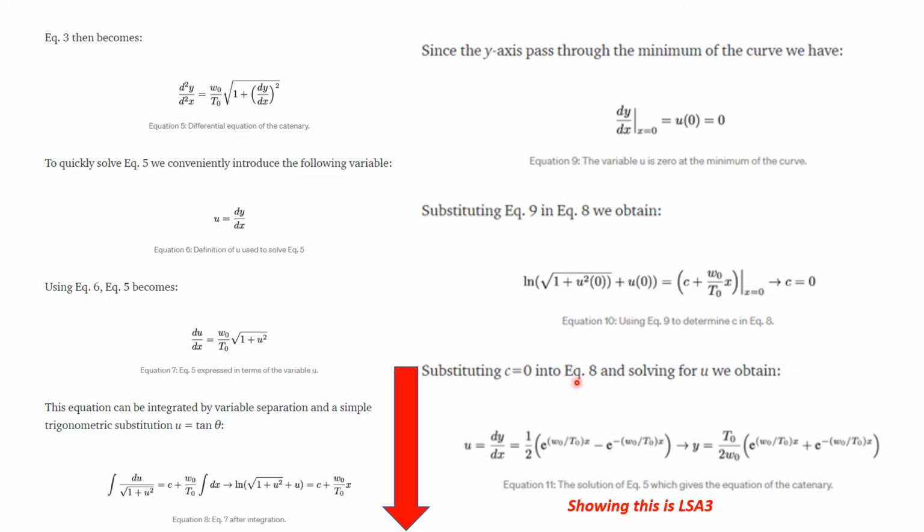Substituting c equal to 0 into equation 8, which is down here, and solving for u, we obtain an expression for u equal dy dx. It is 1/2 times e to the w0 over t0 x, those are exponents, minus e to the minus w0 over t0 x. And that implies that y is equal to t0 over 2 w0 times e to the w0 over t0 x plus e to the minus w0 over t0 x. Now, we obtain this, and so this actually will be seen to be a catenary.